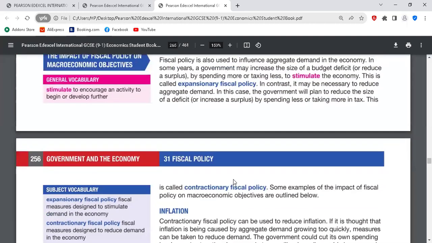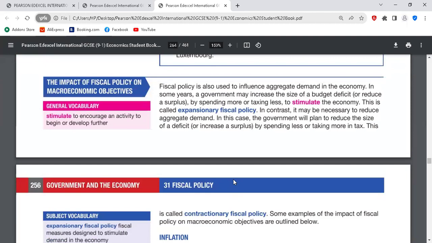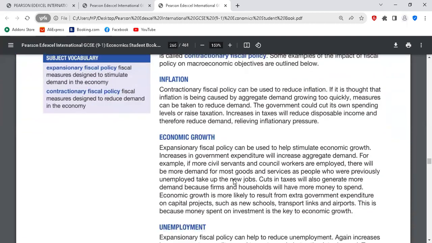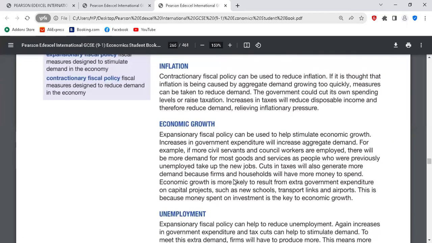We're talking about the impact of this fiscal policy, either expansionary or contractionary. For inflation, government will use contractionary policy. For economic growth, government will use expansionary fiscal policy because at that point in time, government wants to encourage aggregate demand. Government wants to increase aggregate demand.